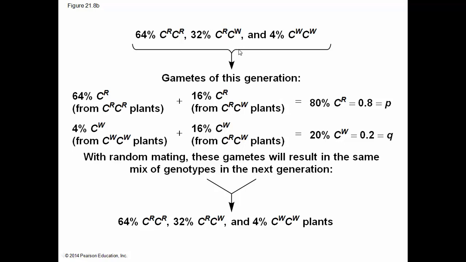So the gametes from this generation, with random mixing of these gametes, should give you 64% dominant red, 32% pink, and 4% white.